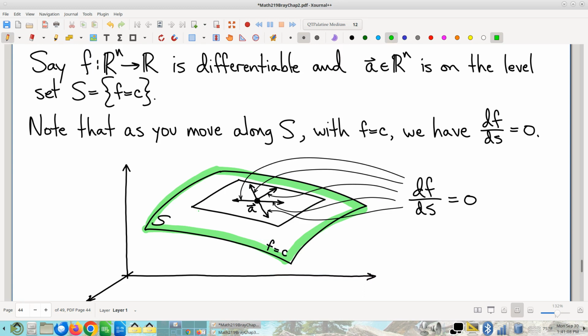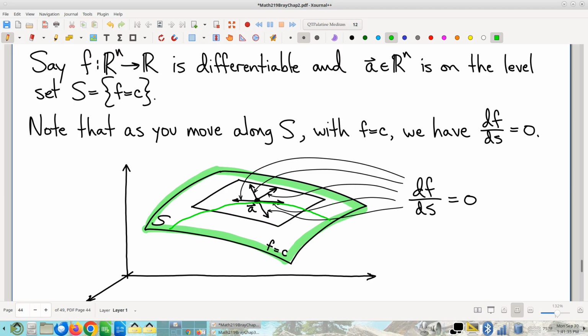Suppose that I'm moving along a particular path that is entirely on this surface. So let's think about what the value of f is as I move along this path. Well, where I start, the value is c, and then a little ways further down, the value is c, and then eventually over here, still c. It's c the whole time. So again, not changing. So the rate of change is 0.